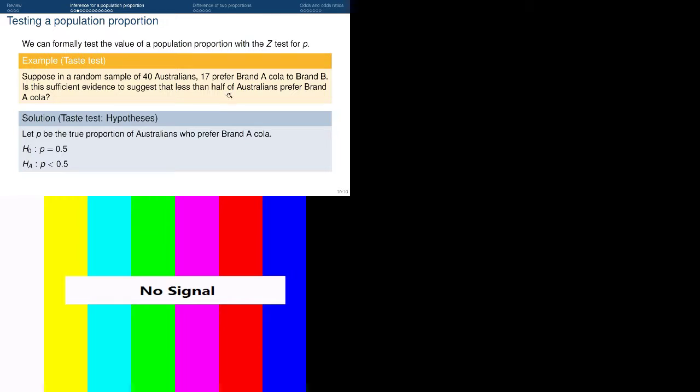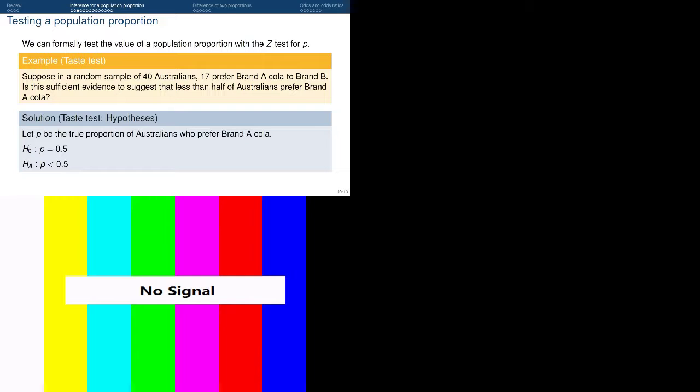So straight off the bat, what do people think? If you took a sample of 40 Australians and 17 said they prefer brand A, what would you think? Would you think that there was evidence there that there's a preference for brand A or brand B? Or do you think there's not enough evidence there? Hands up for enough evidence. Hands up, not enough evidence.